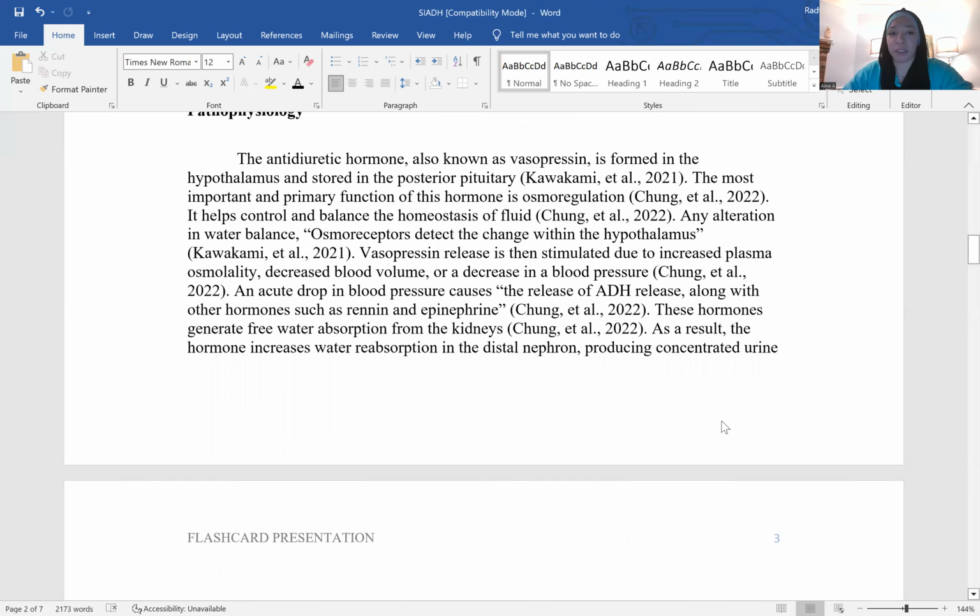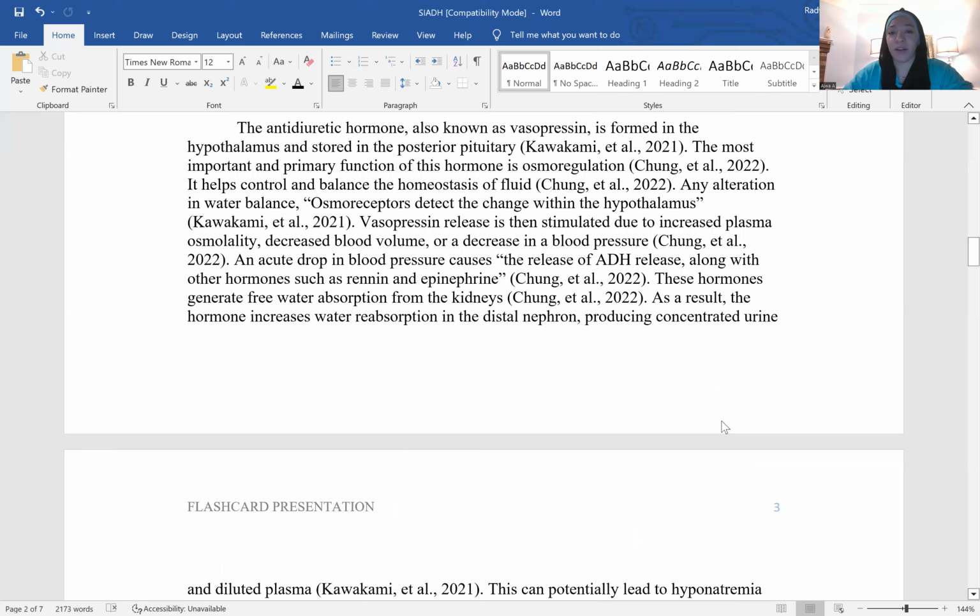For the pathophysiology, the antidiuretic hormone is also known as vasopressin. It's formed in the hypothalamus and stored in the posterior pituitary. The most important and primary function of this hormone is osmoregulation. It helps control and balance the homeostasis of fluid.